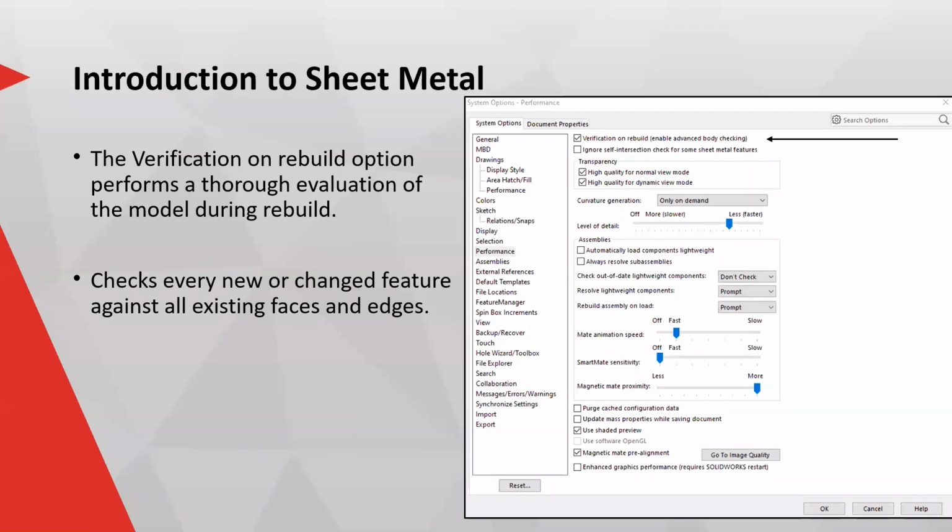So from here, I just want to take you through verification on rebuild. Verification on rebuild is an excellent setting to have, especially when you're designing sheet metal. It allows you to ensure that when you get to the end of your design and create your flat pattern, you don't run into any issues. What it does is perform a thorough evaluation of the model during rebuild. It also checks every new or changed feature against existing walls, faces or edges. That just means that when I actually create the features, I don't have overlapping bend lines, I don't have overlapping edge flanges, stuff like that.